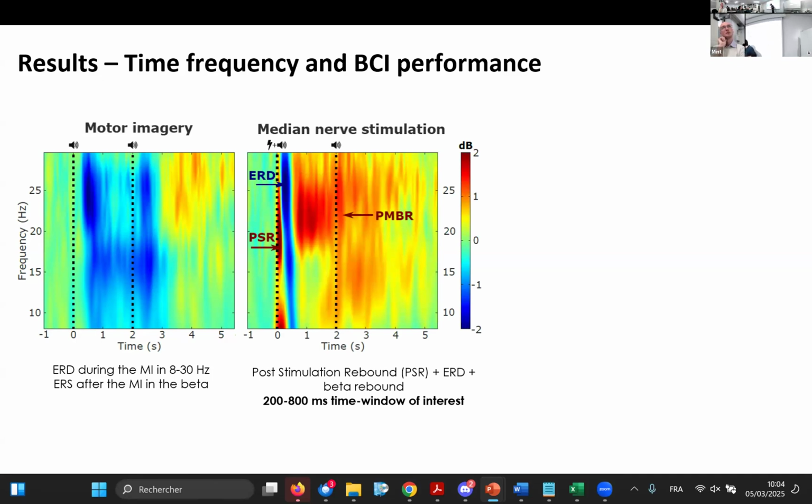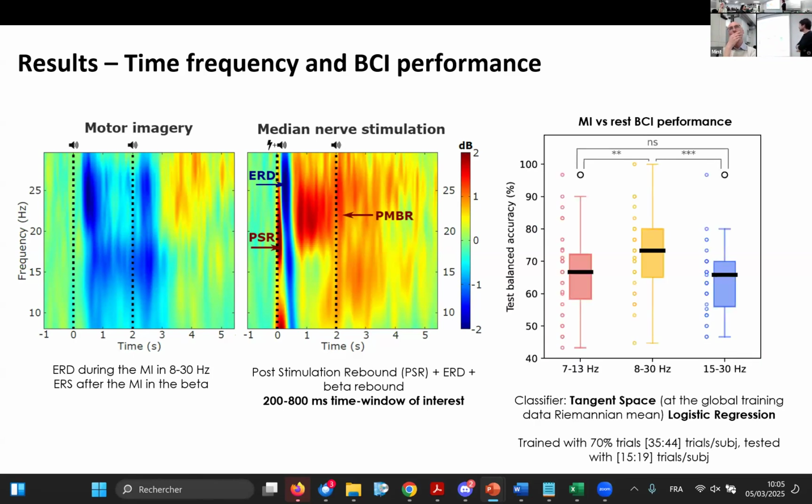The first one is the PSR, the post-stimulation rebound. So at the moment of the stimulation, we have a big ERS, and it's due to the activation of the afferent pathway during the median stimulation. After that, we have the ERD phase in mu and beta frequency bands I previously showed during the introduction. And we will use this ERD to try to correlate with BCI performances afterwards. And after the ERD phase, we have the beta rebound, and you can see that this beta rebound is stronger compared to the motor imagery task.